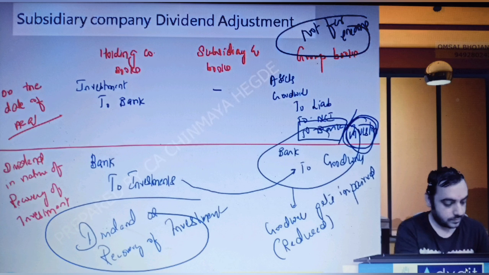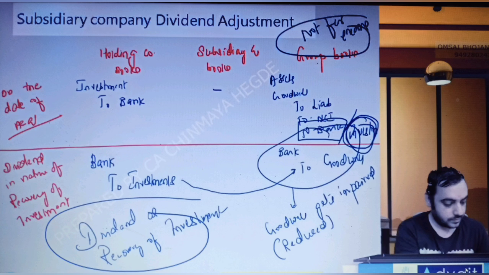Don't worry too much about it. What they're trying to tell you is this. If there is a situation like this, when you recover it as a cost of investment, and the evidences are available to prove that, in that case, goodwill gets impaired, goodwill gets reduced. This is the impact of it.